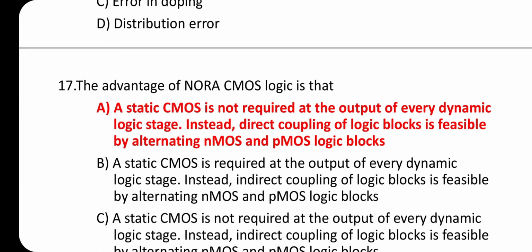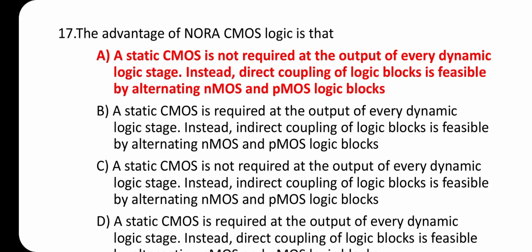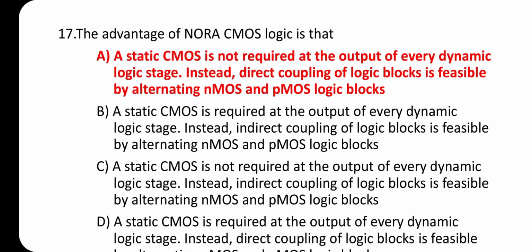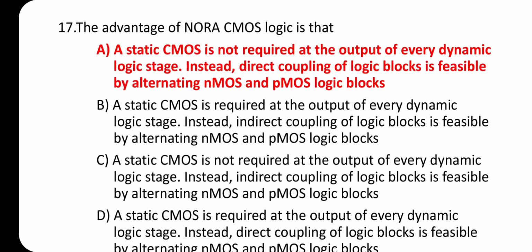The advantage of NORA CMOS logic is that, in the 4 options, option A is the answer. A static CMOS is not required at the output of every dynamic logic stage. Instead, direct coupling of logic stages is feasible by alternating NMOS and PMOS logic blocks.